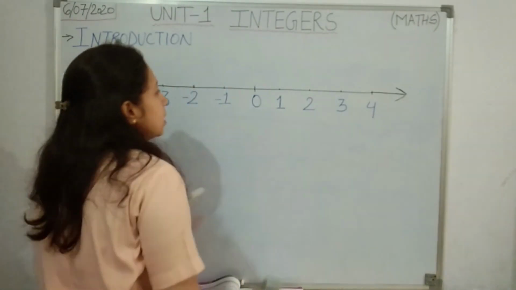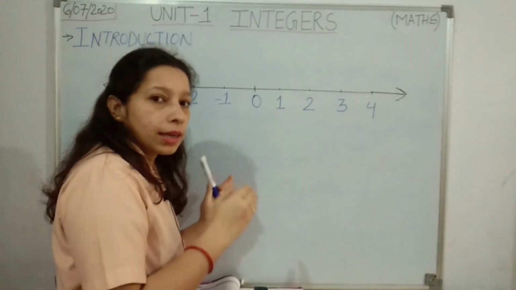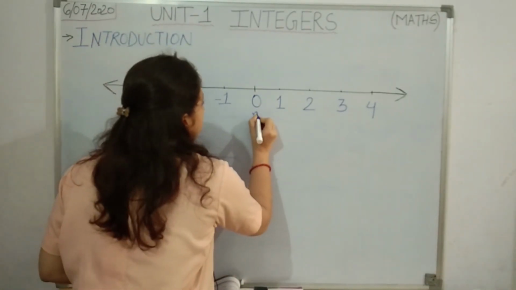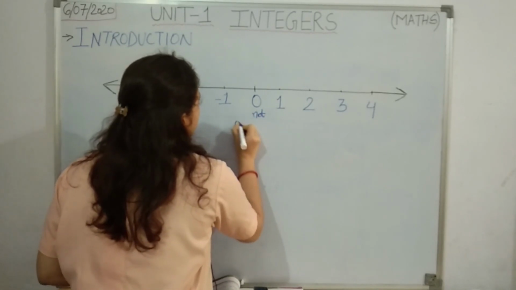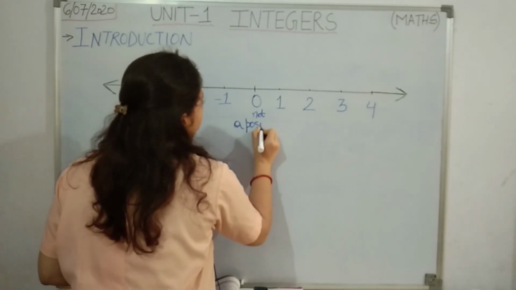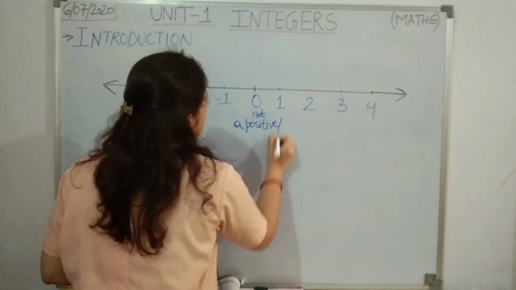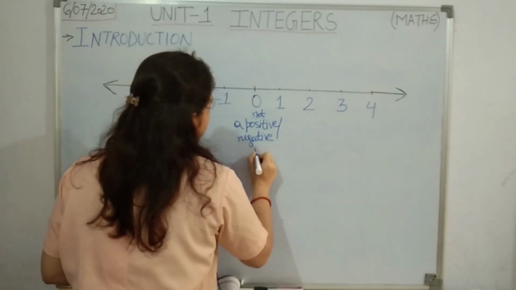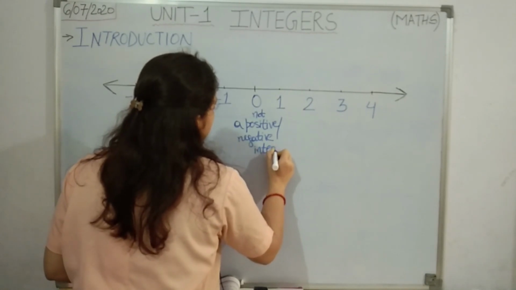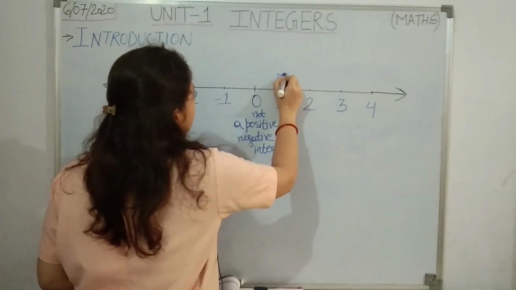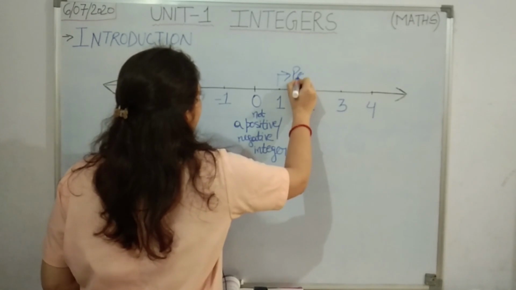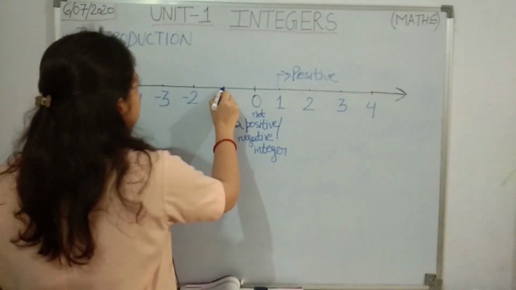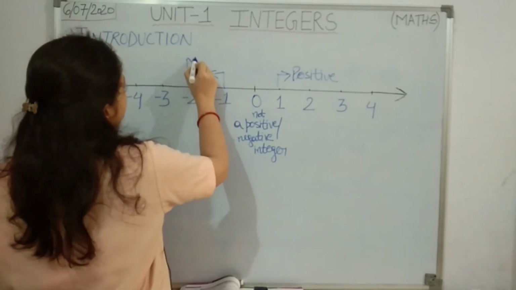Always remember 0. 0 is neither a positive integer nor a negative integer. Not a positive or negative integer. Okay. And these all at the right hand side shows us positive integers. These all numbers shows us negative integers.